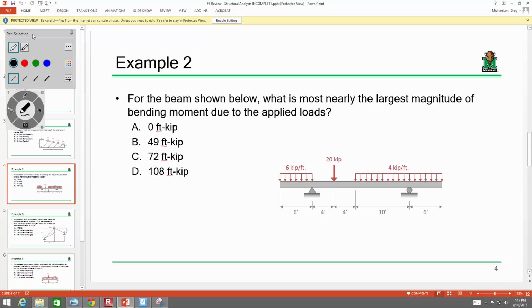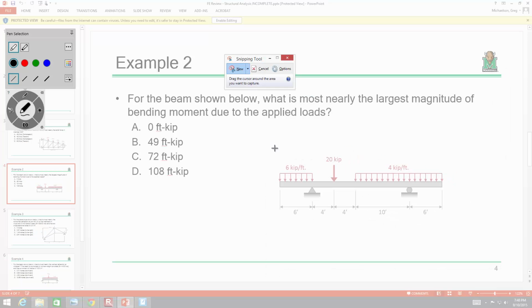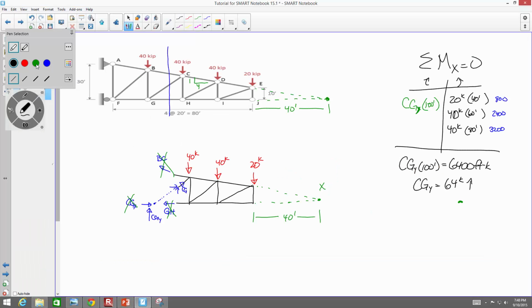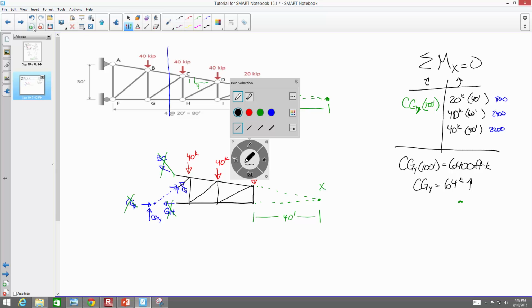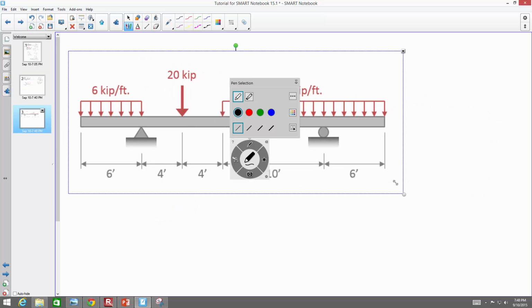So I wanted to design a problem where we just go through the motions of drawing a shear and moment diagram. You all need to be able to do that for the FE. So I thought it'd be a great thing to just go ahead and do. So let's try my little trick again. Let's screen capture that. All right. Let's see, make a new page.